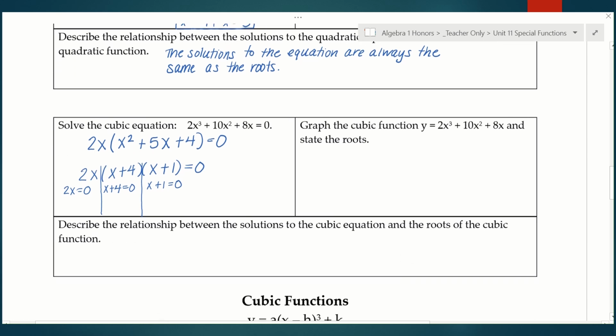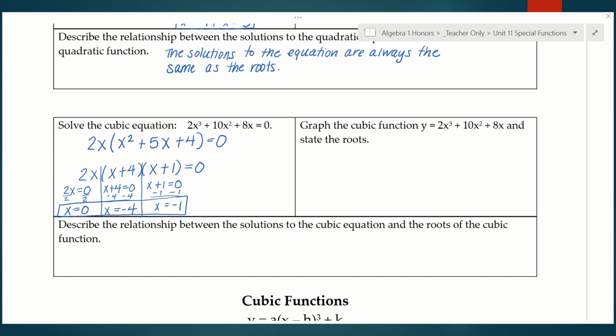So to solve each of these, the first one I divide by 2. I get x equals 0. The second one I subtract 4. And I get x equals negative 4. In the third one I subtract 1. And I get x equals negative 1. So those 3 numbers are the roots of this cubic function, or the answers to this cubic equation.